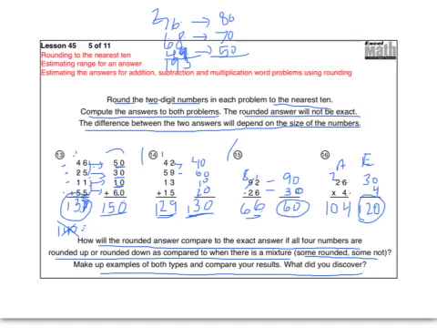And then here you have 0. 8 plus 7 is 15. 200, right? 200, okay? And then let's do one where it's all rounded down.